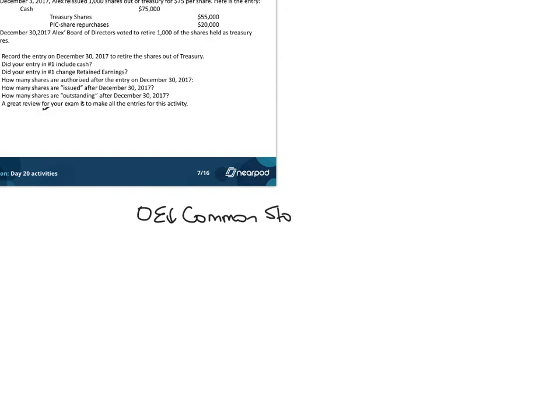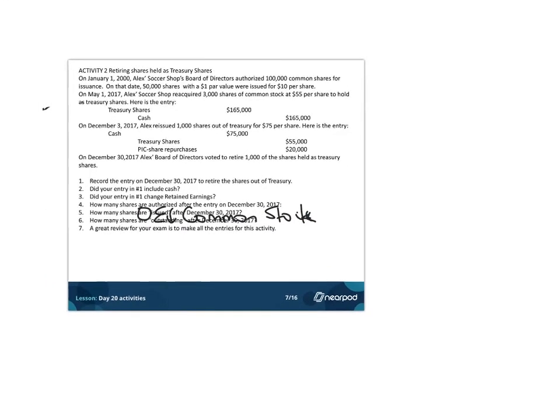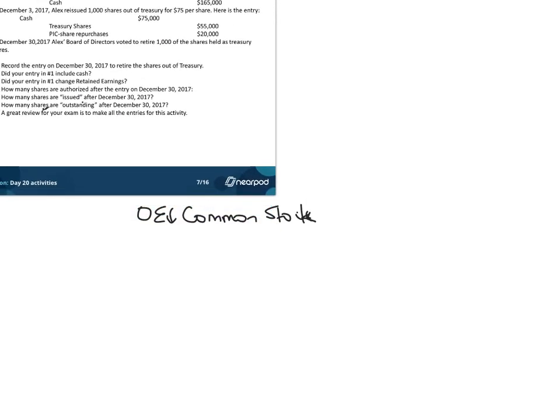I need to take it down for the values that were originally put in to that common shares. And so 1,000 shares at $1 par in this example. If you look at the example, it says they're $1 par and $10 a share is what they originally went out for. So now when I'm retiring 1,000 of them, that's going to be a debit to common stock for 1,000.